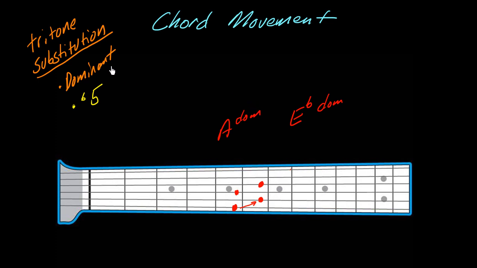Now you might be wondering, what does that have to do with chord movement? And that all boils down to this. So we looked at how chords like to move in cycle of fourths. But there is also something very pleasing to the human ear when chords move chromatically.